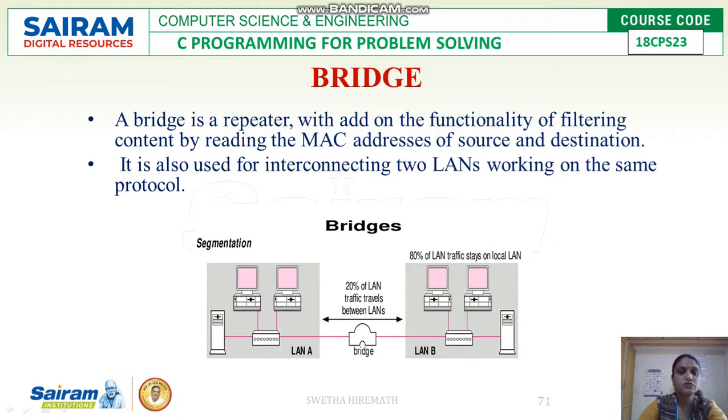It is also used for interconnecting two LANs working on the same protocol. If two LANs are working with the same protocol, it can be used for interconnection of them. Here we can see the bridge, and LAN A and LAN B will be connected over this bridge, and we will be able to share information between these two LANs. So this is about the network devices, and in the next video I'll be explaining the software basics and software types.